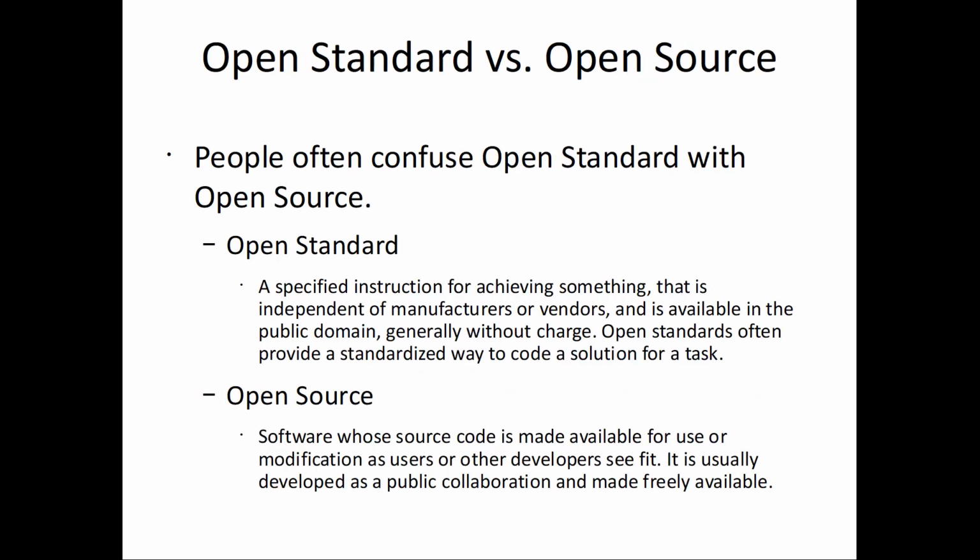Okay, so we've talked about this in the first class, but let's reiterate. A lot of people confuse open standards versus open source. An open standard, which is what we're talking about, is a specified instruction for achieving something that is independent of manufacturers or vendors and is available in the public domain, generally without charge. Open standards often provide a standardized way to code a solution for a task. Open source, on the other hand, is software whose source code is made available for use or modification as users or other developers see fit. It is usually developed as a public collaboration and made freely available.